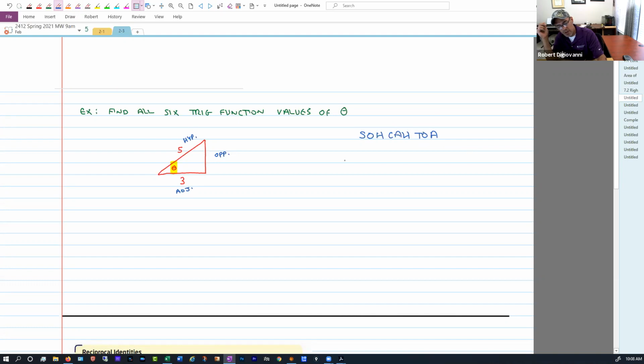And I'm going to start with sine. What is sine of theta? Well, that should be the opposite over hypotenuse, right? What's the problem though? We don't have the opposite side. We don't have the opposite side. So we can't figure out what sine of theta is.